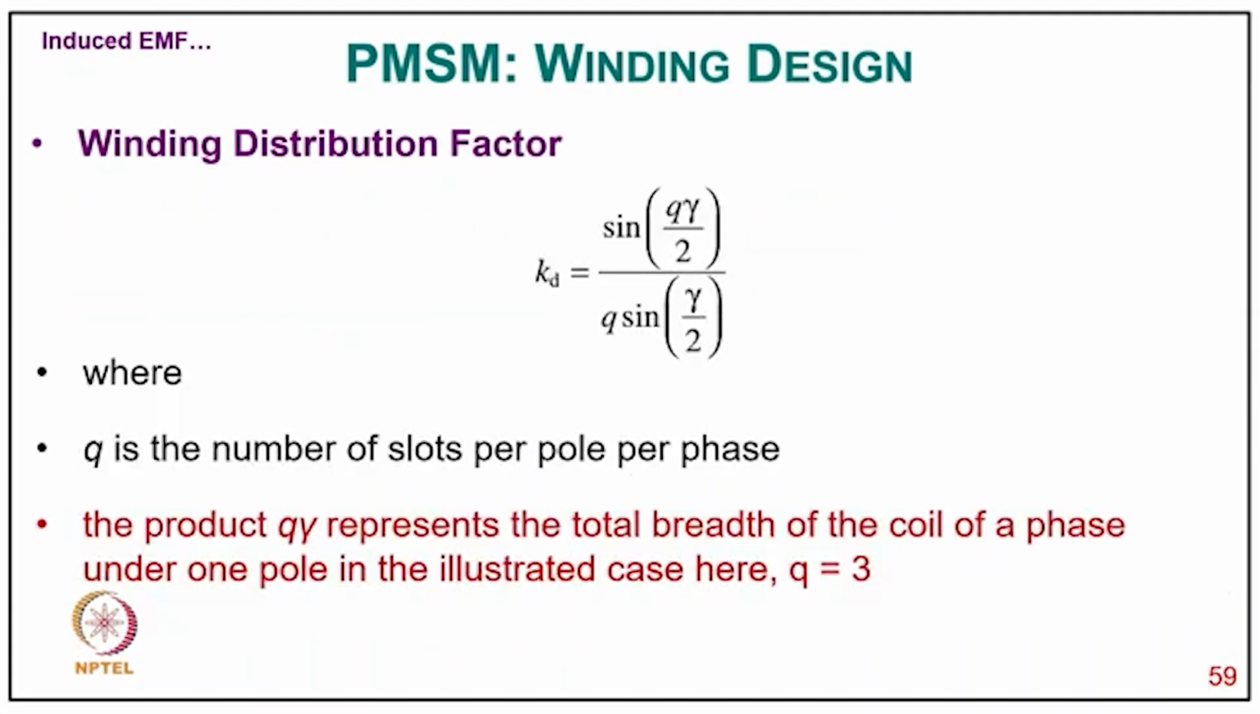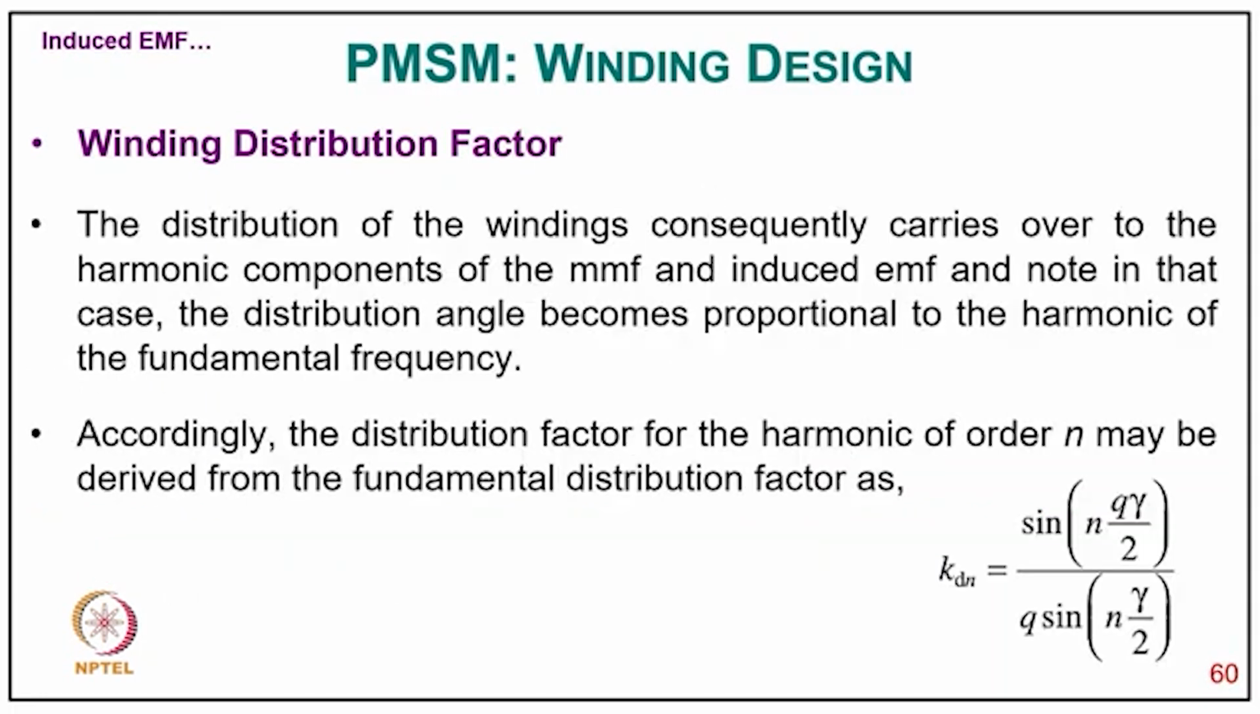So you can say kd equals sine q gamma by 2 divided by q sine gamma by 2, where q is the number of slots per pole per phase, and the product q gamma represents the total breadth of the coils of a phase under one pole. In the illustrated case, q equals 3.